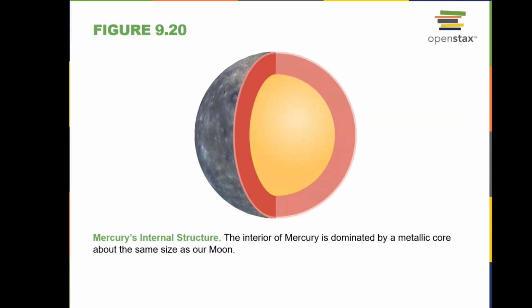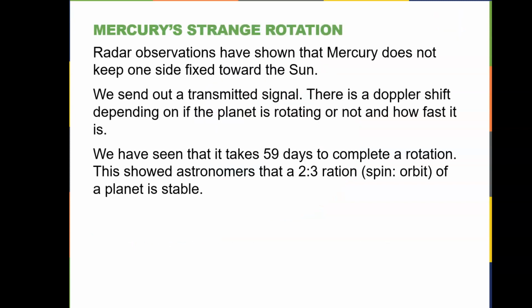Here we can see Mercury's internal structure. As you can see, it has a very large metal core the size of our Moon. Radar observations have shown that Mercury does not keep one side fixed towards the Sun. To make a radar observation of a planet's rotation, we send out a transmitted signal. There is something called a Doppler shift in the return signal, depending on if the planet is rotating or not and how fast it's rotating. We have seen that it takes 59 days to complete a rotation. This is the first case demonstrating that a 2:3 ratio of spin to orbit of a planet is actually stable.